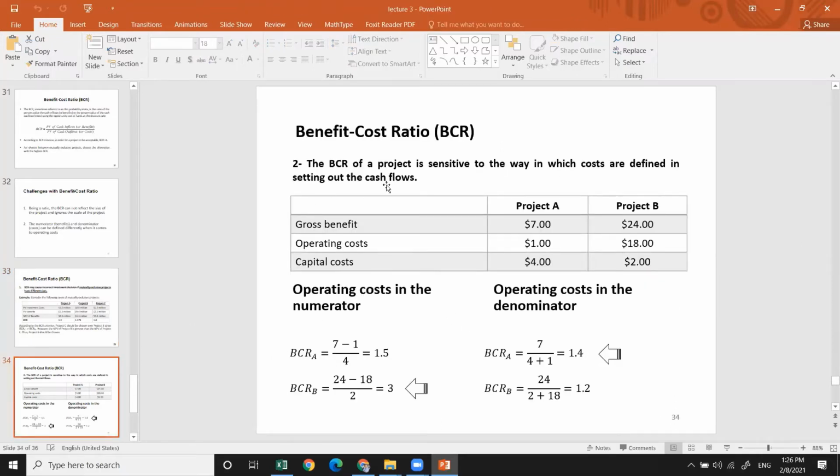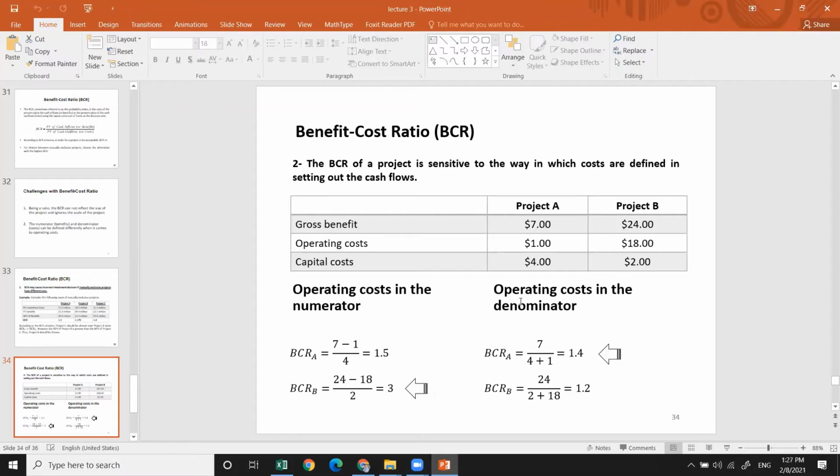The benefit cost ratio is very sensitive to the way costs are defined in setting out the cash flow: gross benefit, operating cost and capital cost. With operating cost in the numerator, it's gross benefit minus operation cost only, 7 minus 1, divided by 4, which is 1.5. And for the second project, 24 minus 18 divided by 2 is 3. So you will select project B.